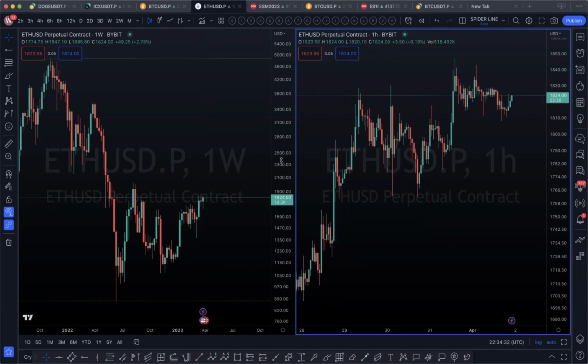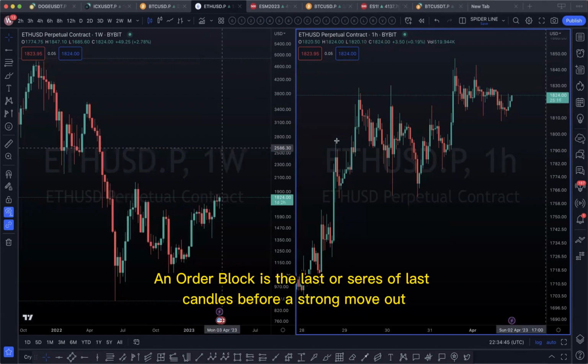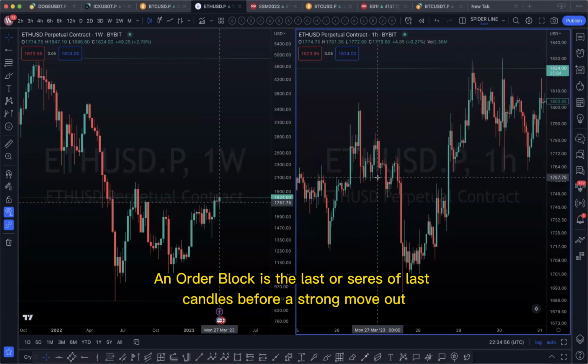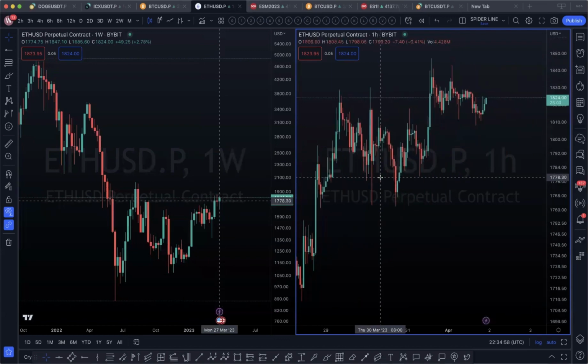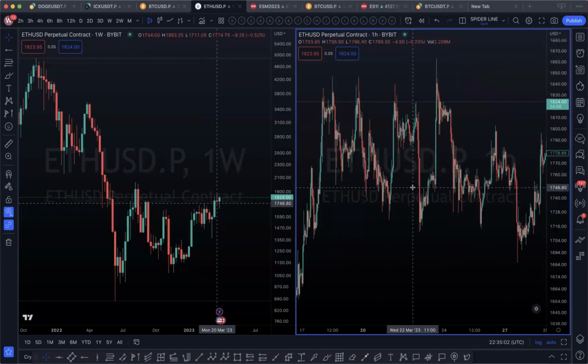So before I proceed, I need to explain what an order block is. If you don't know what an order block is, you need to do your own research, but I'm going to make a quick explanation. An order block is the last candle before a significant move, a strong move out of a zone. For example, I'm going to show you guys.